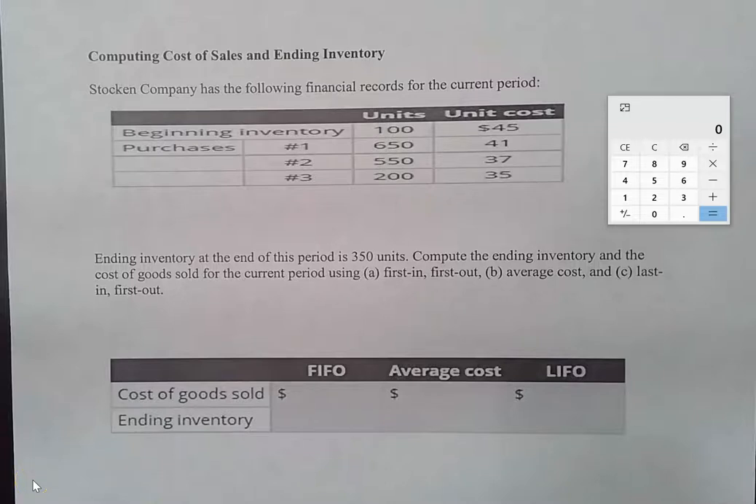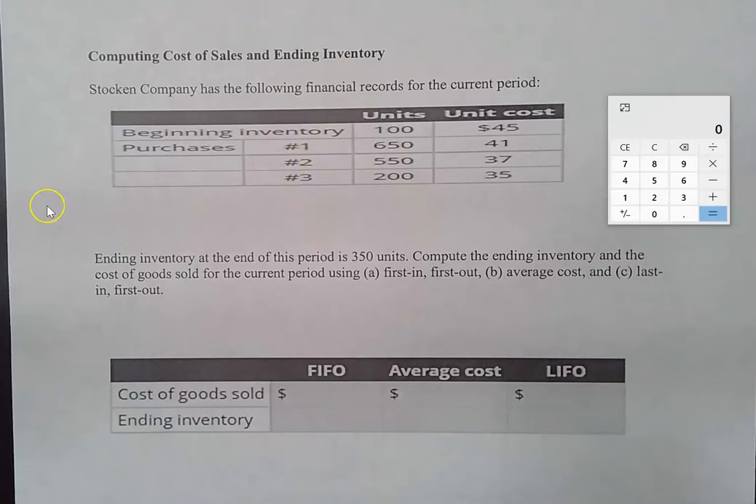All right, so we have another exercise that we're going to be looking at on computing the cost of sales, i.e. cost of goods sold, and ending inventory. Cost of sales or cost of goods sold is on the income statement; ending inventory is over on the balance sheet. Now this particular exercise is a little bit more complicated than some of the others that we have looked at, because we have multiple inventory purchases.